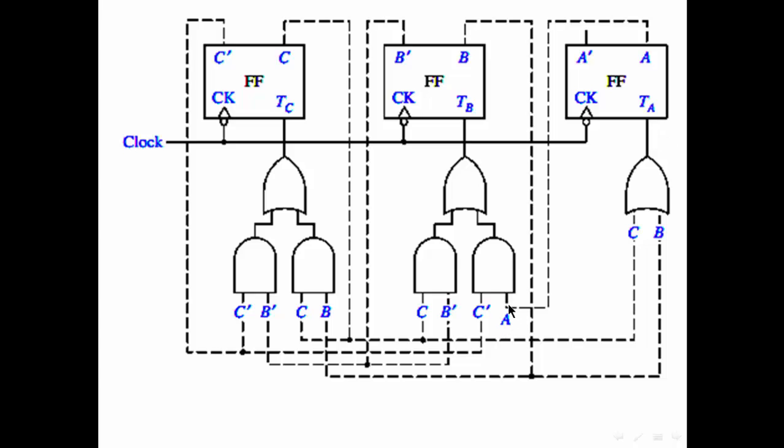These variables here, A, C complement, B complement, C, B, and so on, are obtained from the outputs of the flip-flops. So this is A, this A is the same as this A. And this is A complement, this is B, which is the same as this B, and this is B complement, which is this one and this one, and so on. Now we finish the design of the counter using T flip-flops.